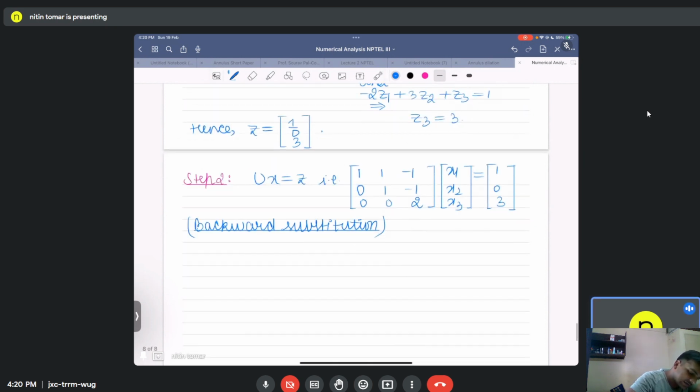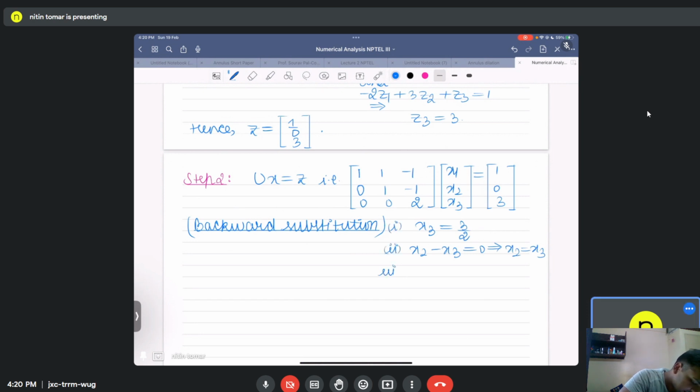So x3 will be 3 by 2. x2 will be minus 3 by 2. See, x1 minus x2 minus x3 is 0, right? Yes, x2 minus x3. So this implies x2 is actually the same as x3, right? Yes, sorry.